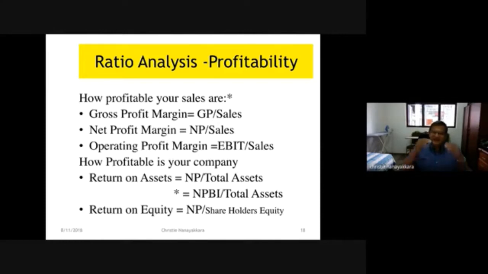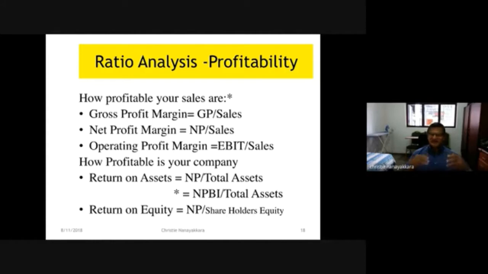Then after his gross profit, we have to deduct various other things to arrive at the net profit. The first thing is his administrative expenses, that means sales and administrative expenses. When you deduct that, and also depreciation, we will get operating profits. We call it earnings before interest and tax. Now, operating profits also can be divided by sales to arrive at the operating profit margin.